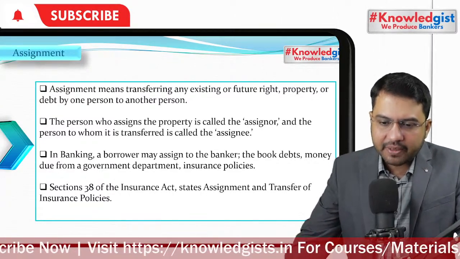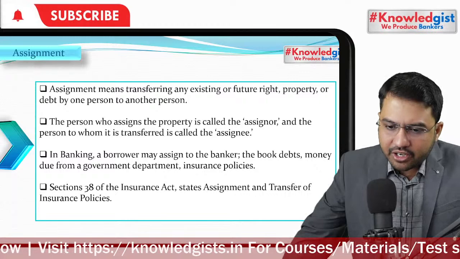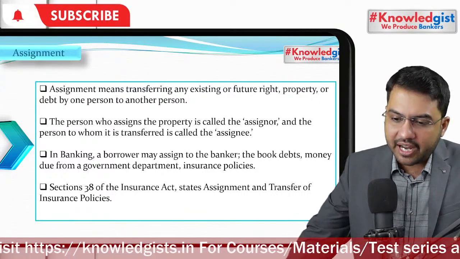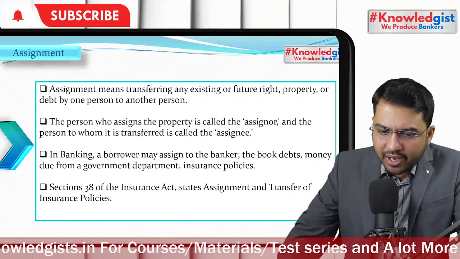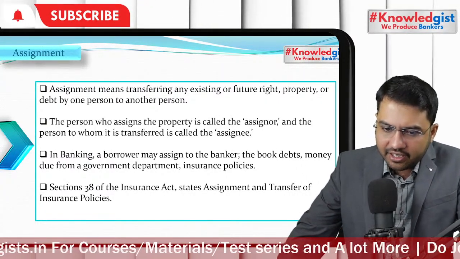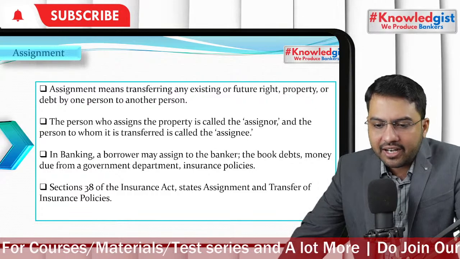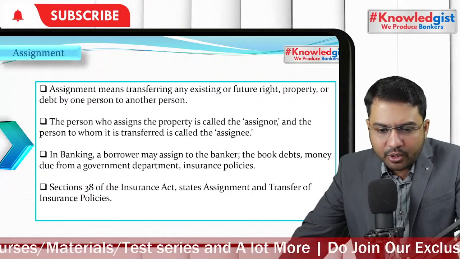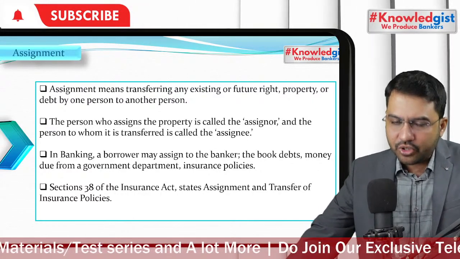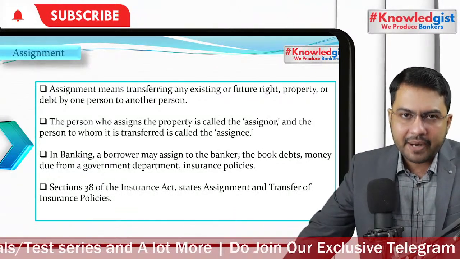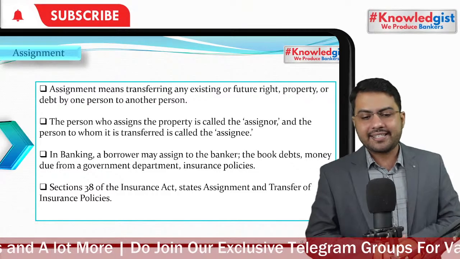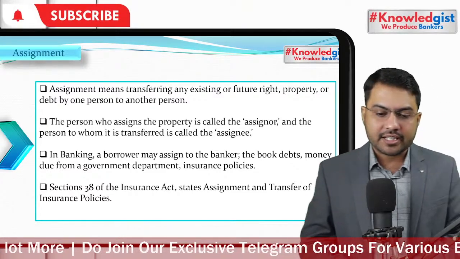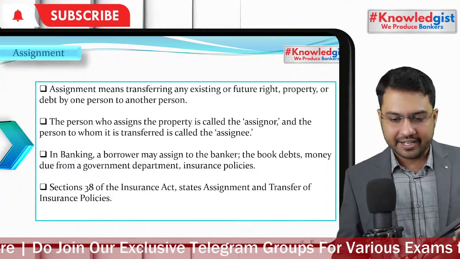Assignment means transferring any existing or future right, property or debt by one person to another. The person who assigns the property is called the assignor. The one to whom it is assigned is called the assignee. A banking borrower may assign to the banker book debts, money due from government departments, and insurance policies. Only these three things can be assigned, and it is defined under Section 38 of the Insurance Act.